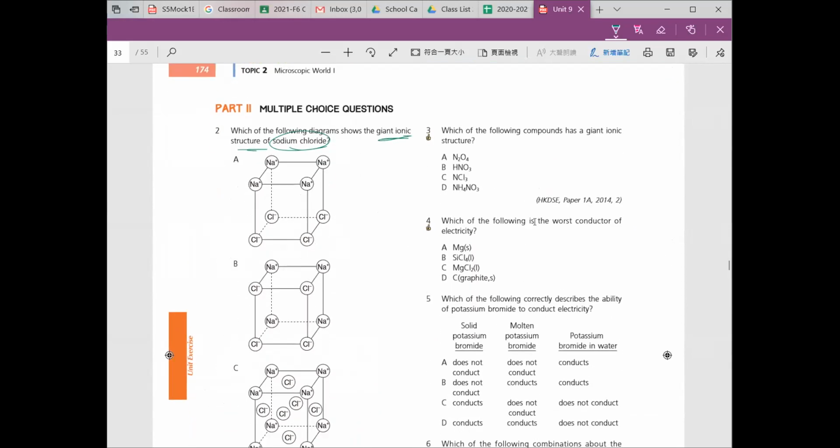How about question 3? Which of the following compounds has a giant ionic structure? Now remember, I will use the word giant ionic structure.